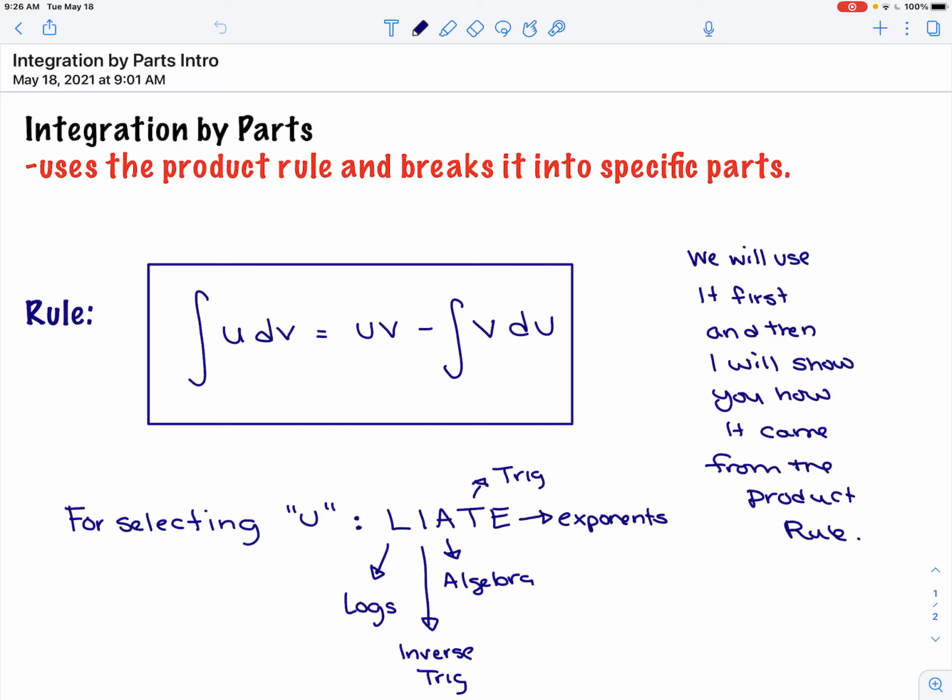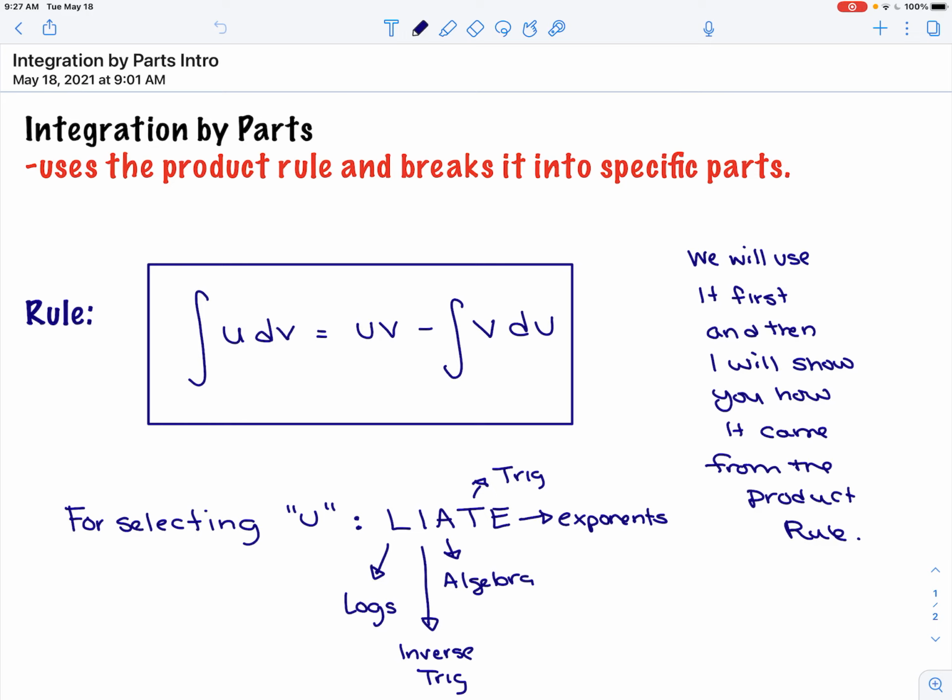We're going to start integration by parts. Basically, it uses the product rule and breaks it into specific parts. What we're going to do first is just use the rule, and then I'll show you how it came from the product rule in another video once we're used to using it.